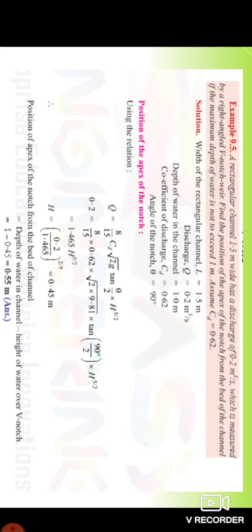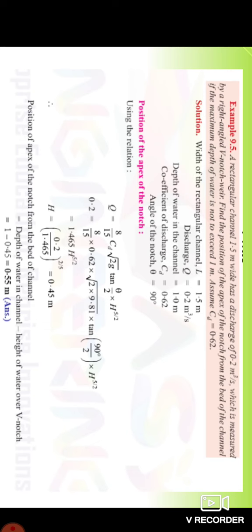So here both are given. The rectangular channel is given as well as the V notch, which is measured by, that's why we have to use Q for the right angled V notch or weir. And look here at why we have used this equation, because the CD is different. If CD is equal to 0.6, then we can go for 1.417 into H to the power of 5 by 2, if CD is different.